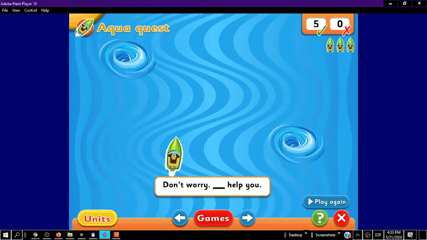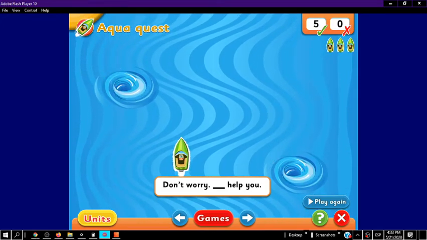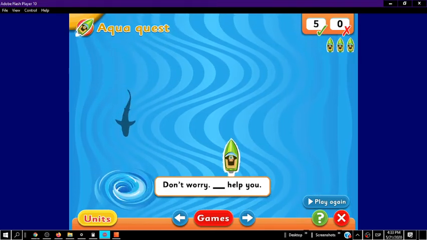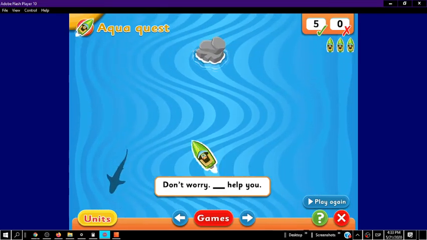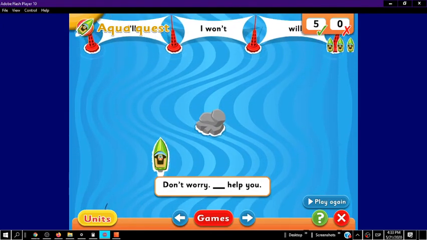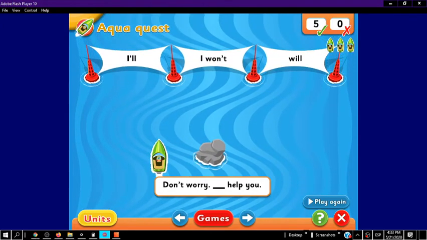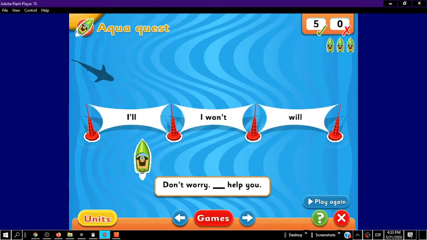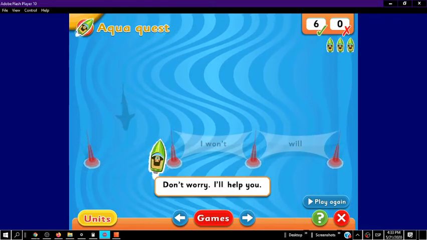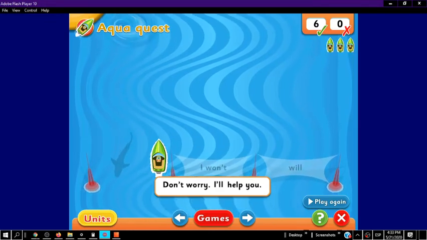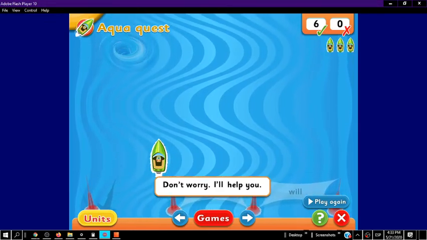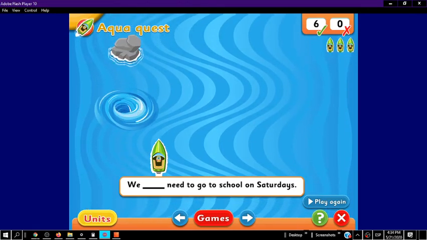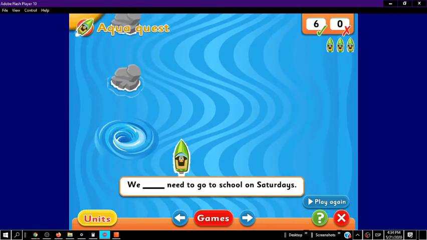Let's do the next question. It says, don't worry, blank help you. I think it's going to have to be the future tense, right? So the I'll with the apostrophe is probably the best answer. Don't worry, I'll help you. If we would have put just will, it would have just said will help you. We wouldn't have known the pronouns. That wouldn't have made sense.